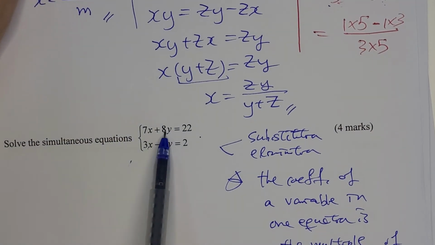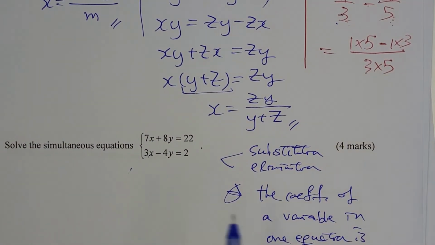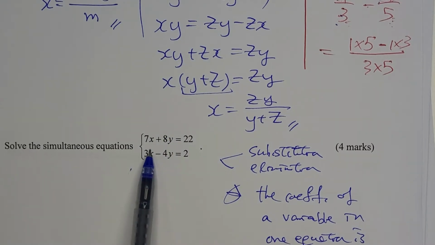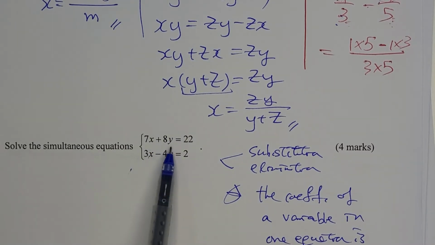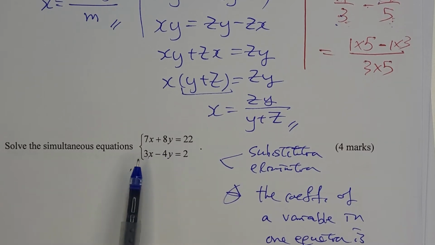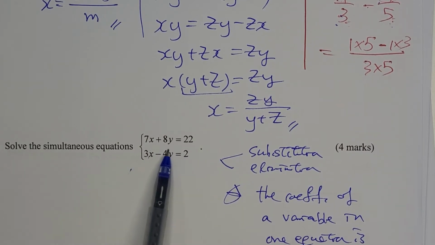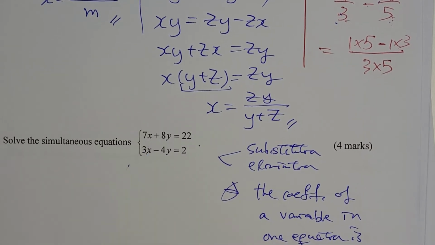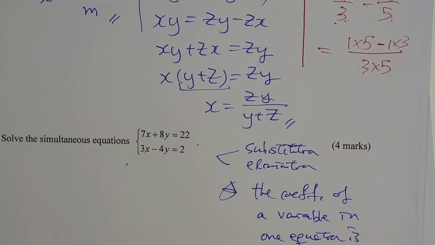One of them is 8 and the other one is 4. 8 is a multiple of 4. And the factor you need to multiply by is 2. 2 times 4 equals 8. After you multiply the second equation by 2, you'll find that their coefficients are the same in magnitude. One of them is positive 8 and the other one is negative 8. Then you can cancel the variable y.